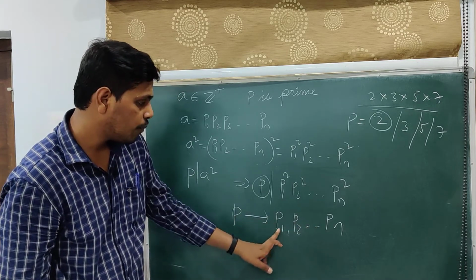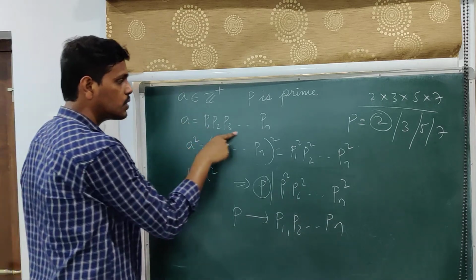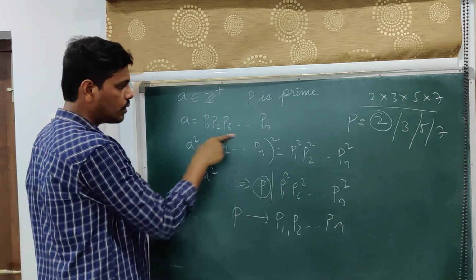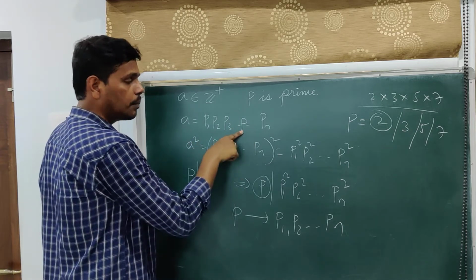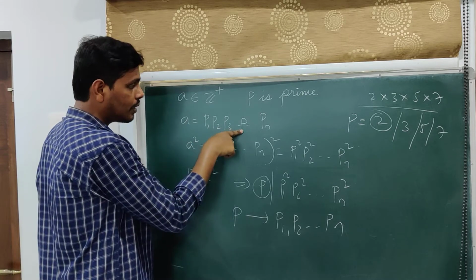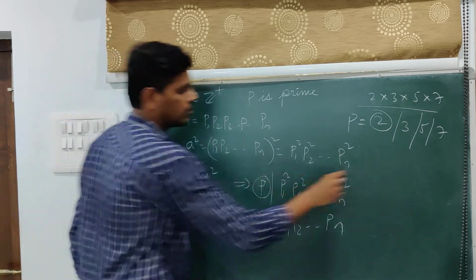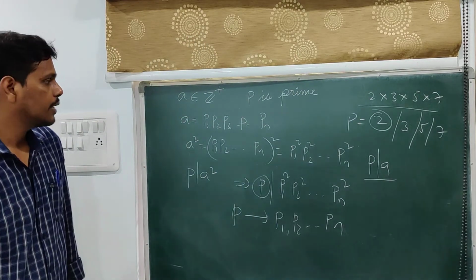If P is one of P1, P2, and so on, Pn, that is, P is one of this. Suppose P is somewhere over here. P is one of P1, P2, and so on, Pn. P is here. Now each of these divides A. Therefore, I can conclude that P divides A. So that is it. I repeat it again.